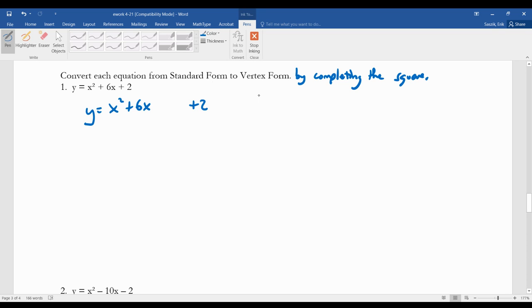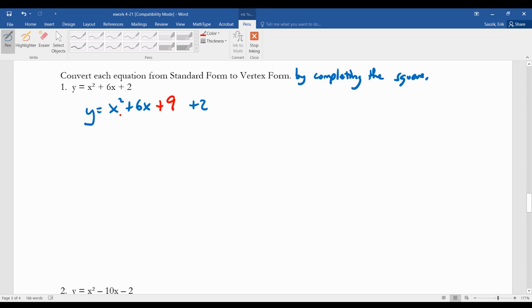Now, here's what's new. What we're going to do is take what we call the b term, the number that has the x with it. We're going to cut it in half. Obviously, half of 6 is 3. And then we're going to take that number 3 and square it. 3 times 3 is positive 9. And we're going to write that positive 9 right here.